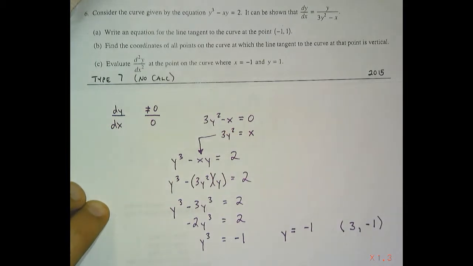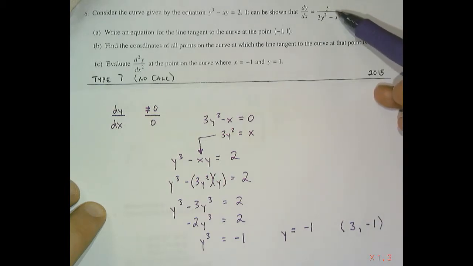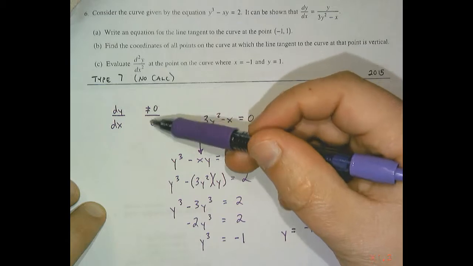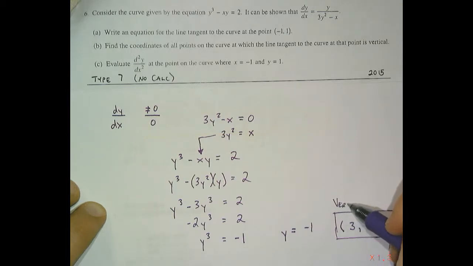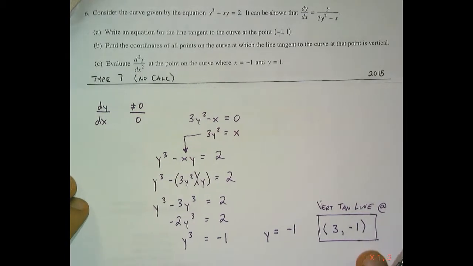Okay? And there is one last thing we should check. We should make sure that this point doesn't cause a 0 in the numerator. And if we look at our slope, sticking negative 1 into the numerator, we don't get a 0. So we have the case of non-zero over 0. Vertical tangent line at the point 3, comma, negative 1.